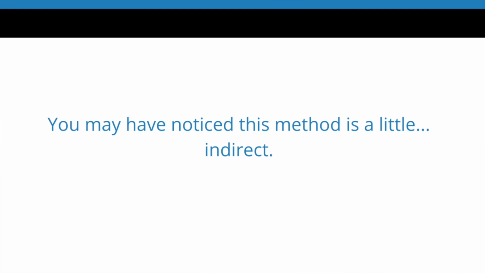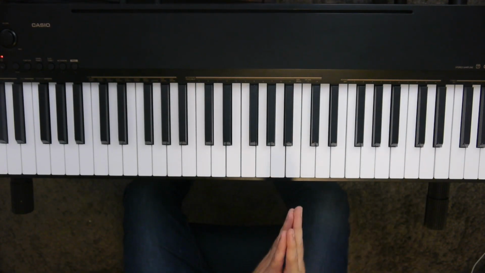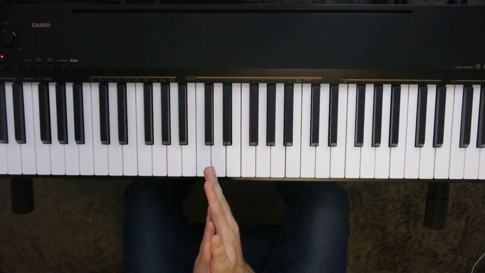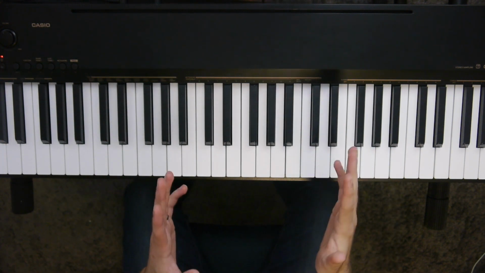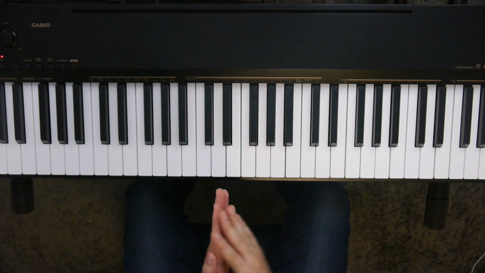Now what you might have noticed is that finding the relative minor is a little bit of an indirect way to find a minor scale. Right? We take a major scale, then we go to the 6th note, then we start on that. So the question I get asked immediately after showing people that is, well, Corey, how do I just sit down and say, bam, this is a C minor scale? Right? How do I just go right to the scale I want and play it? Well, you're in luck. There's a way to do that as well. And this is called finding the parallel minor.